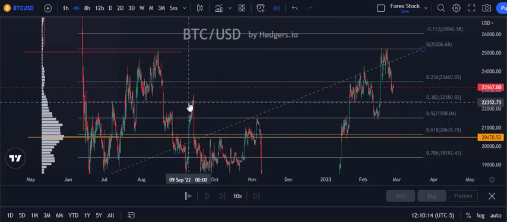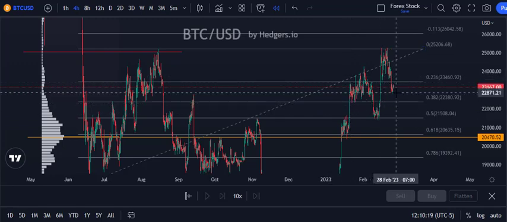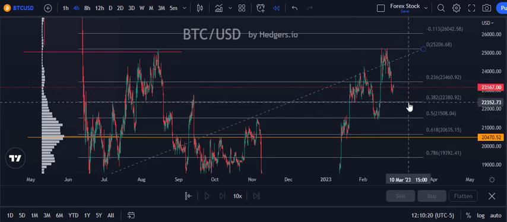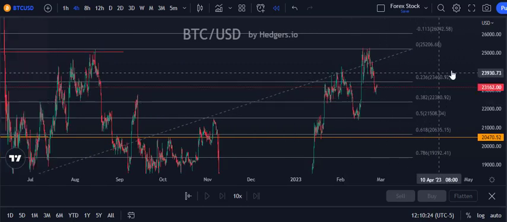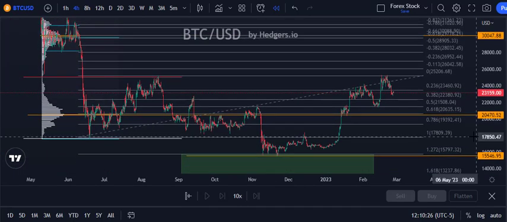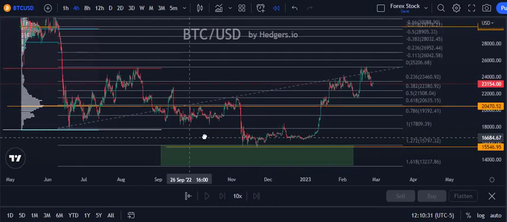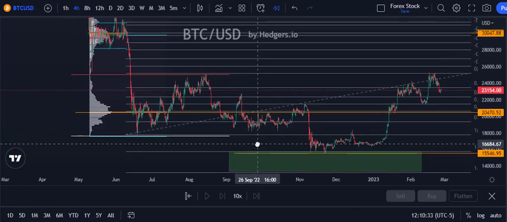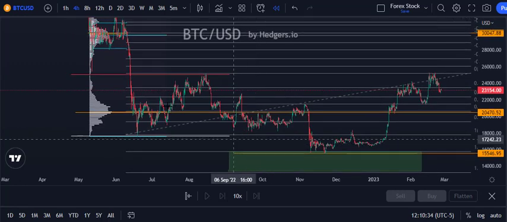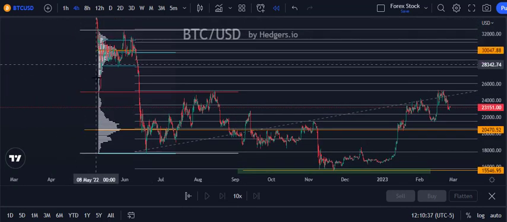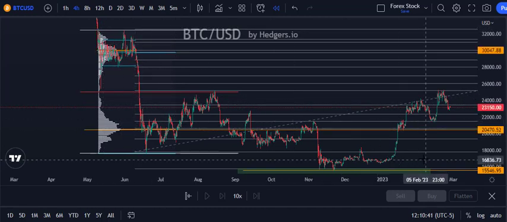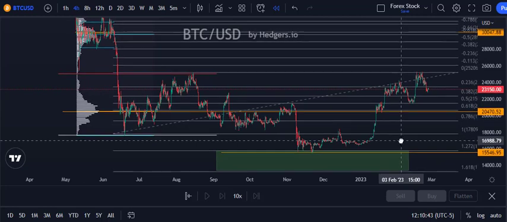It rejected 382 and found some support at this point, then this point, and now we are struggling. Maybe we can find some support at 382 as well again, and then back up. So this is just an example to determine your targets. If you know the continuation of the downtrend will happen, as far as the B shape is concerned, you can know your targets easily.